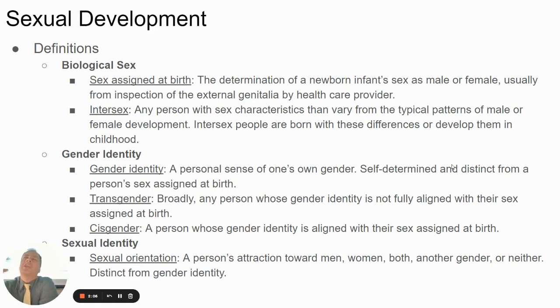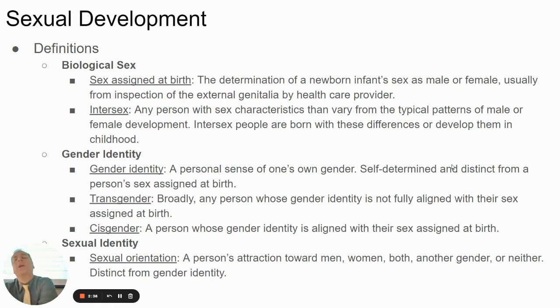There are many different conditions called intersex conditions, in which a person is born with sex characteristics that are not in the typical male-female checkbox, the binary biological sex definition. So we'll talk about some of the biology behind that as we make our way through this section. And so that's biological sex, right? And that's what's determined at birth just by doctors.